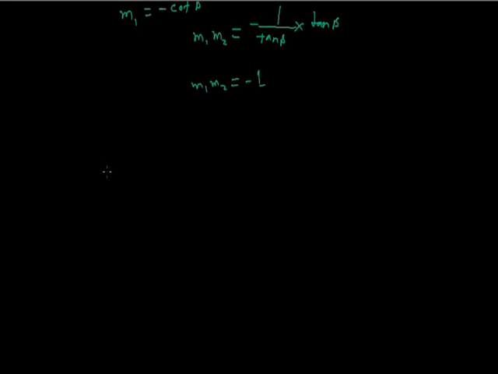So here we can say that L1 is perpendicular to L2 if and only if the product of their slopes is minus 1, the condition m1 m2 is equal to minus 1. Then we can say these two lines are perpendicular.